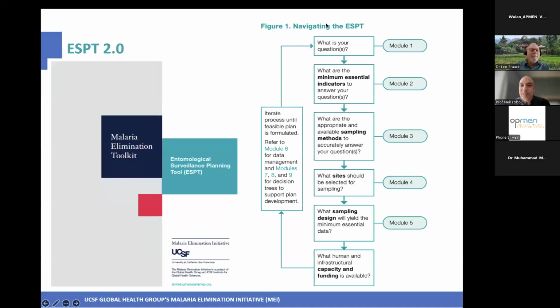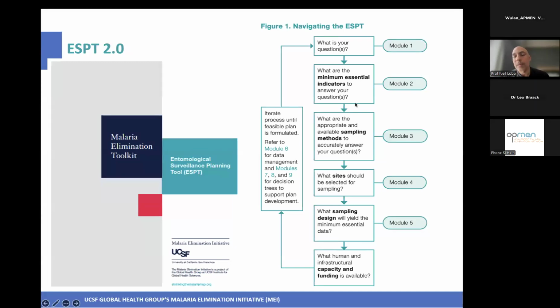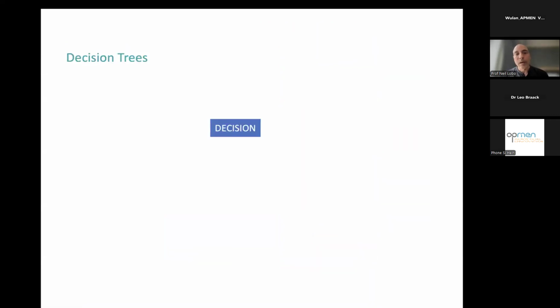So I went through navigating the ESPT, where you would, in sequence, first ask what your question is, figure out what indicators would answer your question, what sampling methods would enable you to collect those indicators, what your sites should be, what your sampling design should be, and then how to factor in your capacity and funding. And please note, over the next few days, this is what I will be going over in detail for each one of those little sections. I also started talking about a decision tree.